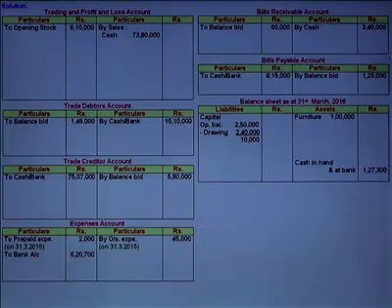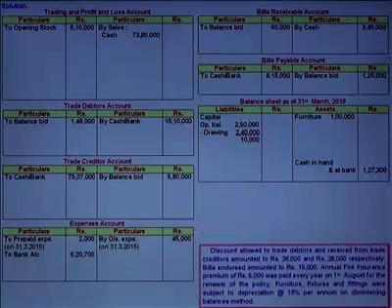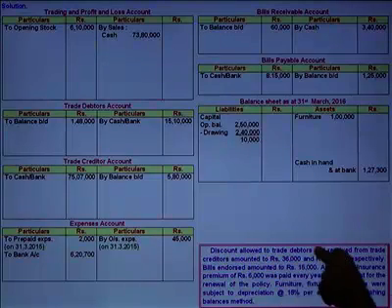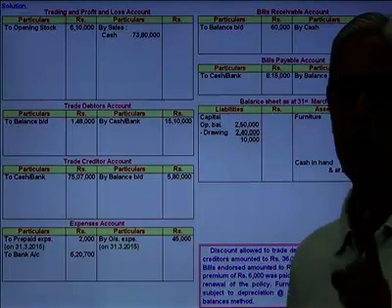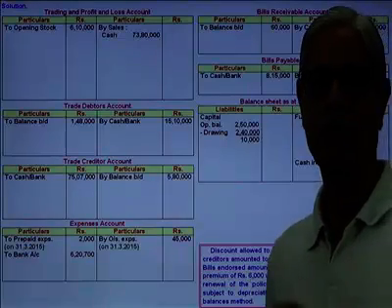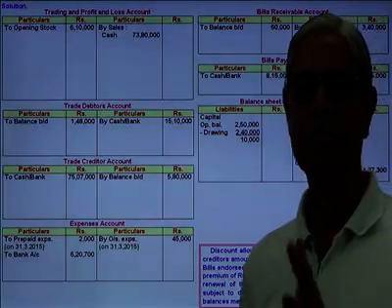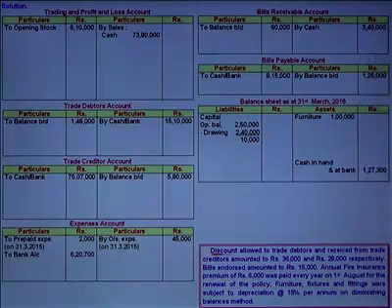Now I am given discount allowed and discount received. Now discount allowed is an expense debited to profit and loss account, and debtors account is to be credited for discount allowed.